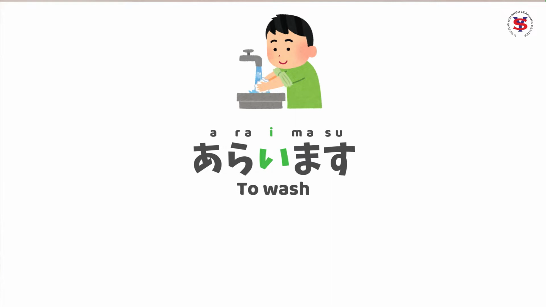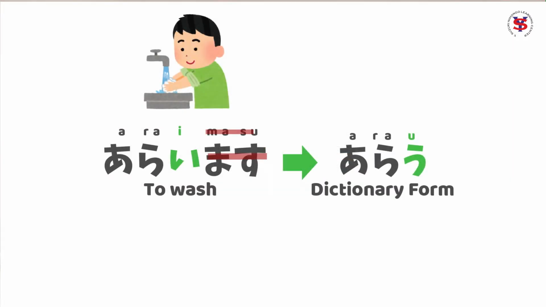So, what do I mean by this? Let's try an example. Let's try to conjugate araimasu, to wash, right? First step is to drop masu, so we're left with the verb stem arai. Then, papalitan natin ang i ng u. So, we're going to be left with arau. Arau, to wash. And there you have it. The dictionary form for araimasu, or to wash, is arau.